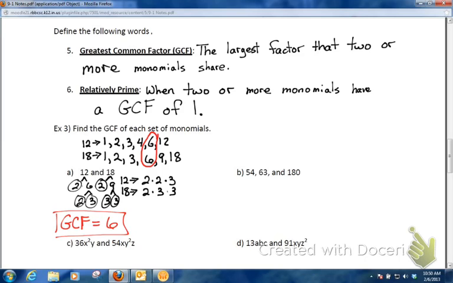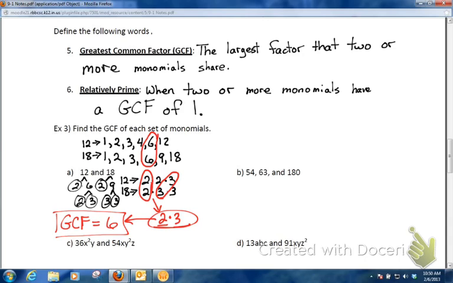Now, the way you can use prime factorization is you look at your prime factors for 12 and 18, and you circle any that they have in common. So they have a 2 in common, and they have a 3 in common, and you write 2 times 3. You don't write the 2 twice. They have a single 2 in common, and they have a single 3 in common, and you multiply those two together to get 6, or your GCF.